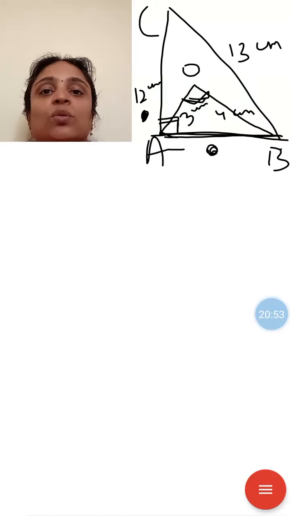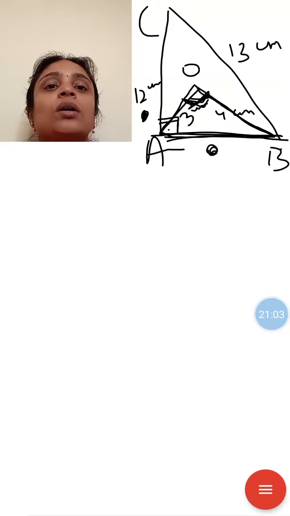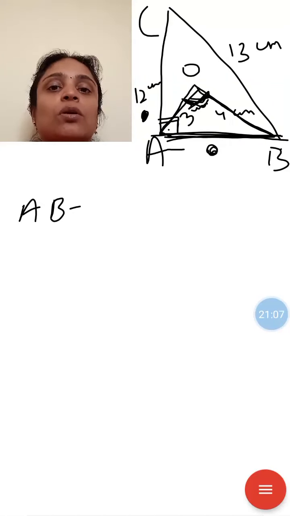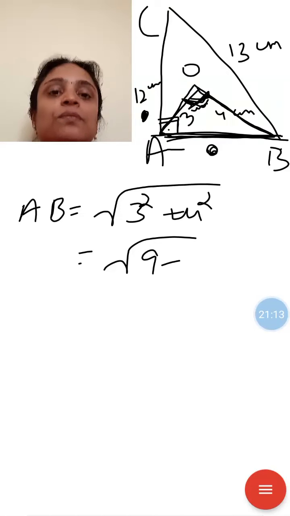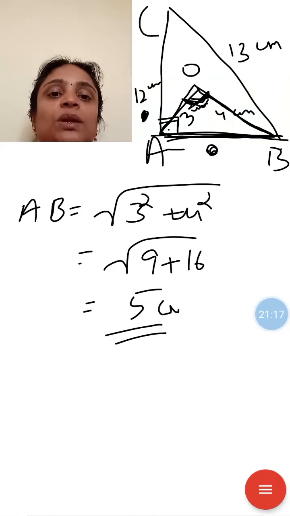So we can find this AB. We are given OA and OB and this is a right angle. So this side AB equal to root of 3 square plus 4 square, root of 9 plus 16, which is root of 25, which is 5. AB equal to 5 centimeter.